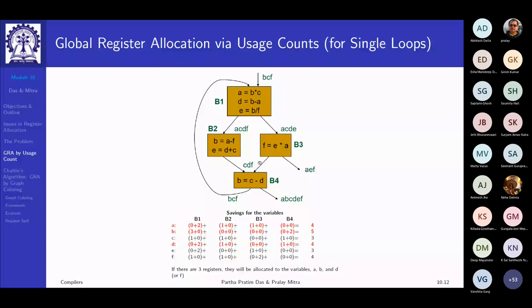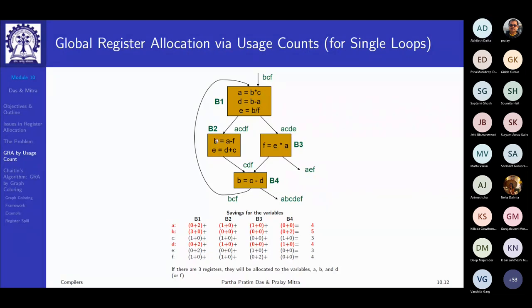In B4, B in B2 is defined, but it's not live going out. There are 2 conditions. It has to be defined and it must be live. If it is not live on exit, then I do not gain anything by retaining it in the register. I'm trying to do the register for the entire loop, not only for this block.